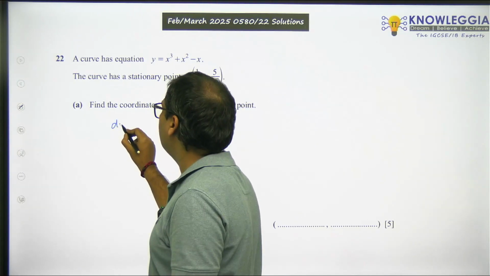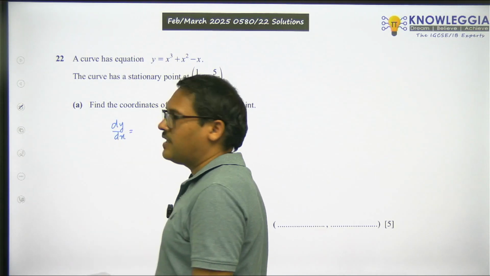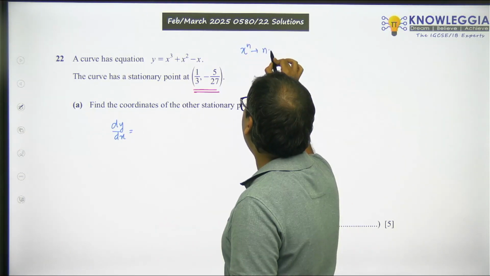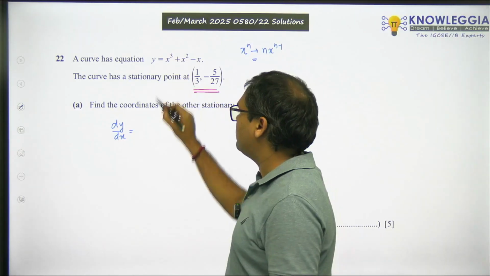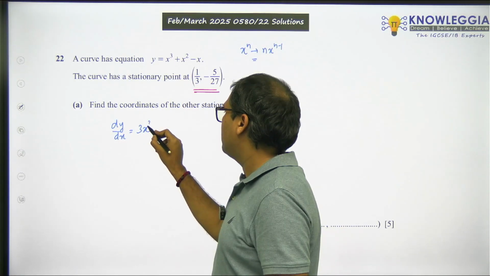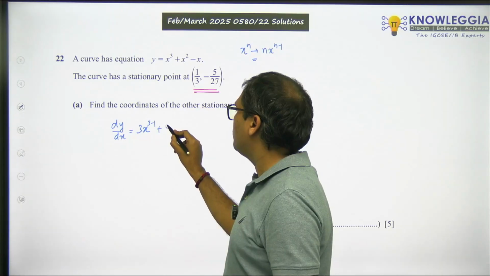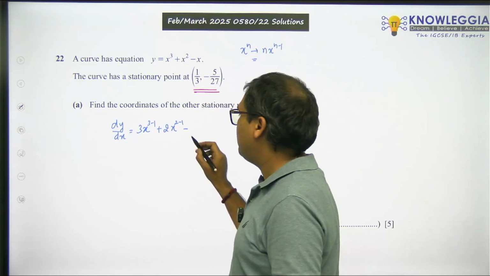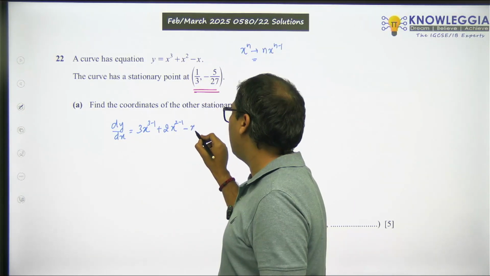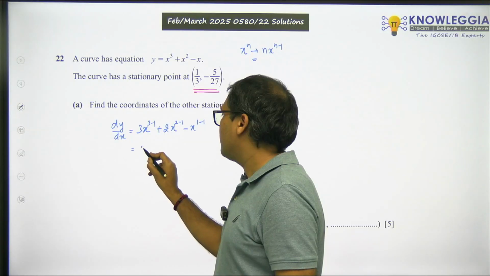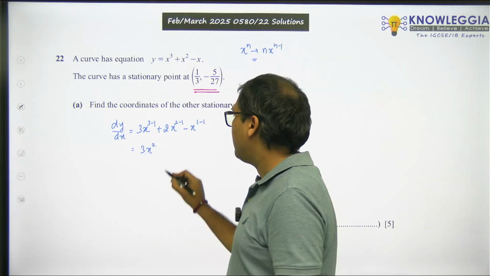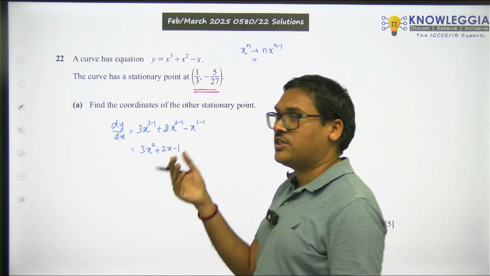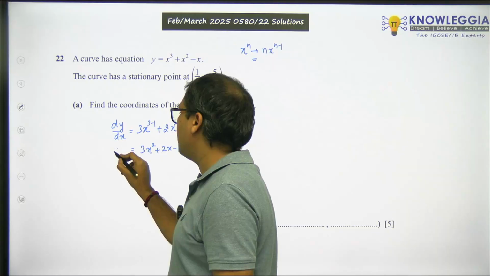So you can see, what is dy by dx? If you have to differentiate this, what is the differentiation of x raised to n? This is n x raised to n minus 1. So this is 3 x raised to 3 minus 1, plus 2 x raised to 2 minus 1, minus the differentiation of x raised to 1, which is 1 x raised to 1 minus 1. So this is 3x square plus 2x, and this is x raised to 0, which is 1. So always remember, differentiation of x is always 1. Okay. This is dy by dx.